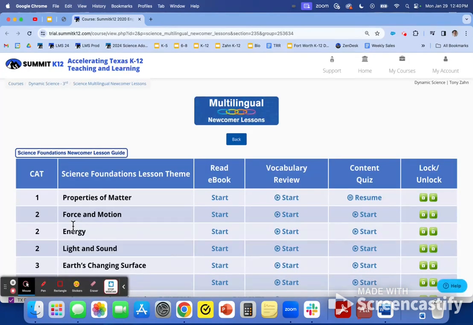So when you have newcomers, they have little to no English, maybe a little conversational English, but you know what their level is. They need an opportunity to connect to your content. So we're going to stick with properties of matter. Let's look at the ebook.